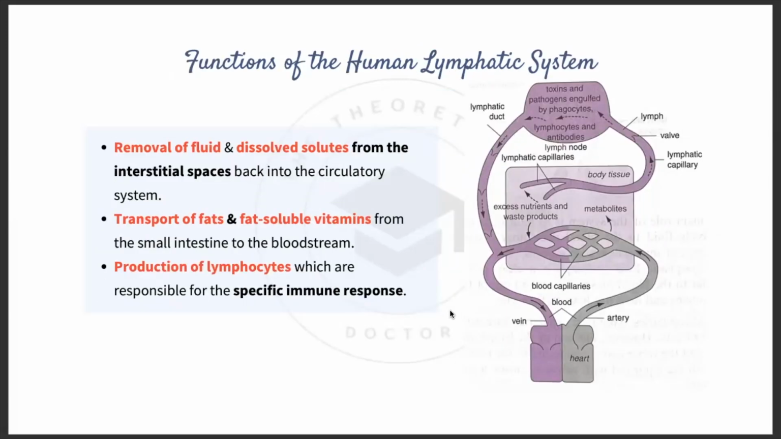Functions of the human lymphatic system. It is important in the removal of fluid and dissolved solutes from the interstitial spaces back into the circulatory system. It is also important in transport of fats and fat-soluble vitamins from the small intestine to the bloodstream. It is also important in the production of lymphocytes, which are responsible for the specific immune response, such as the humoral antibody response and also the cell-mediated immune response.